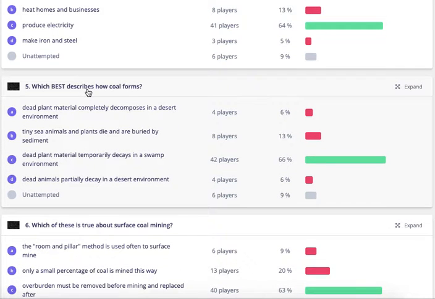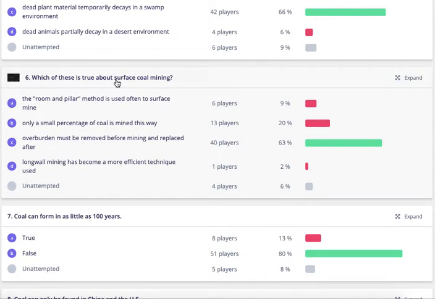Which best describes how coal forms? Tiny sea animals and plants dying and buried in sediment tends to form oil, not coal. So the answer was C, not A, because it requires moisture. They need to stay wet as they decompose. Deserts don't make oil.